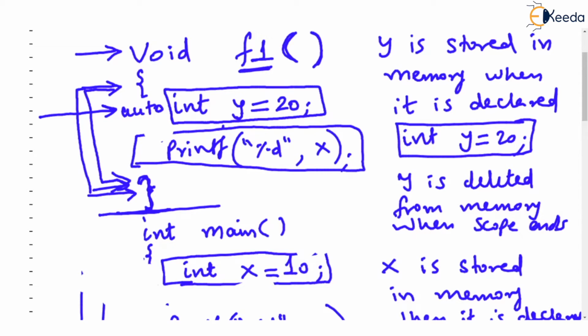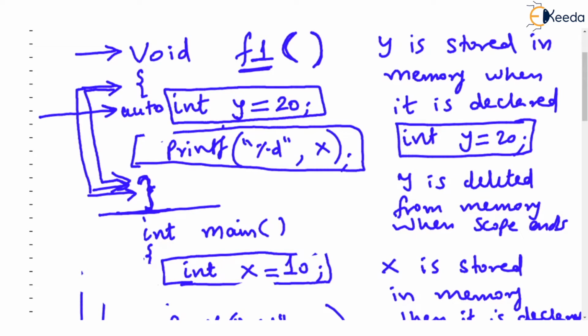Come again. A variable which is declared within the scope has auto storage class. And what is the property of such variables? A variable which has auto storage class can be used only within the scope. It can't be used beyond the scope, because such variables are deleted from memory when the scope ends. We can say they are automatically deleted from the memory, isn't it, when the scope ends?